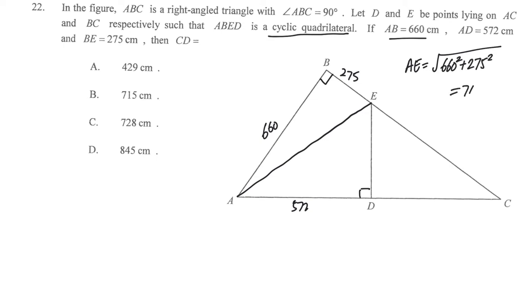And you'll find out that the answer is 715. And then you do the Pythagoras theorem again. This time it is for ED. It's basically the longer side squared, subtract one of the shorter side squared. Then you get an answer, which is 429.